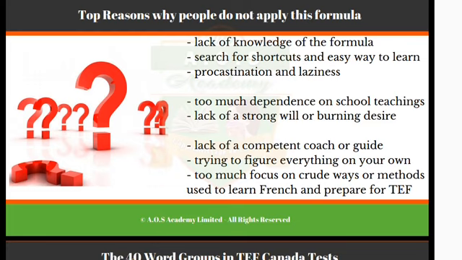Six, lack of a competent coach or guide. You don't have someone who has actually passed through the process, has learned the French language, taken the test and excelled in it, that you can emulate. Seven, trying to figure everything out on your own. Don't always try to figure everything out on your own. There's always someone that has done it, that has made a lot of mistakes.